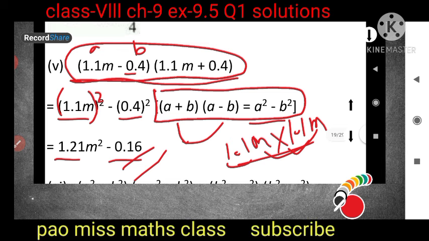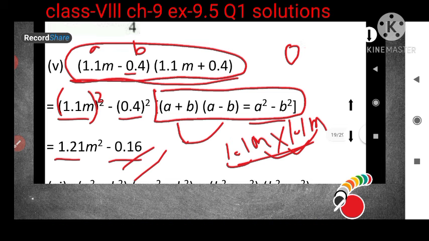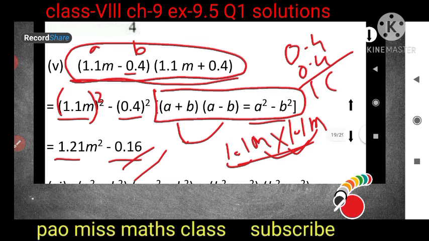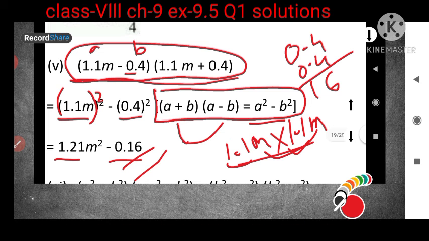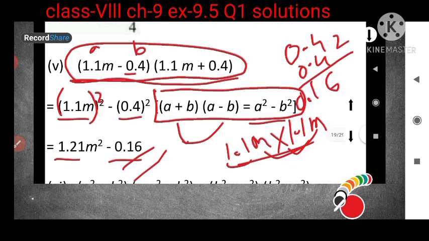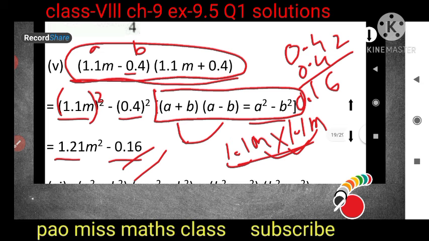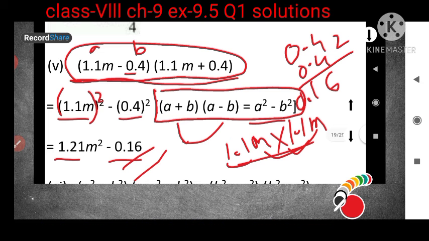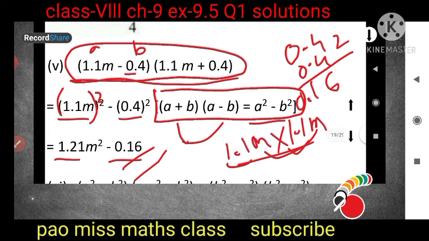Very simple. When you multiply 0.4 into 0.4, 4 fours are 16. After the decimal, how many digits are there? Two digits, so before those 2 digits you put the point, and before the point you put 0. So it is 0.16. After the decimal we read single digits, not sixteen. So this is the answer for question number 5. Now come to the next question, question number 6.